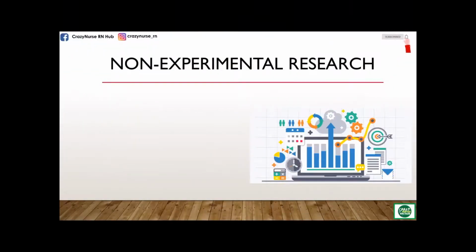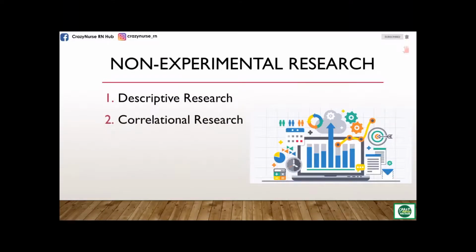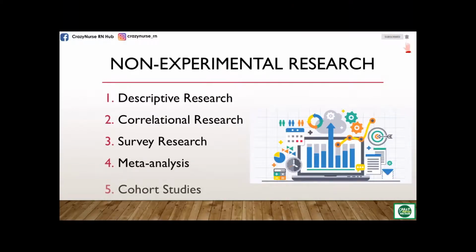Now let's have the non-experimental research. For non-experimental research, we have descriptive research, correlational research, survey research, meta-analysis, and lastly, we have cohort studies.